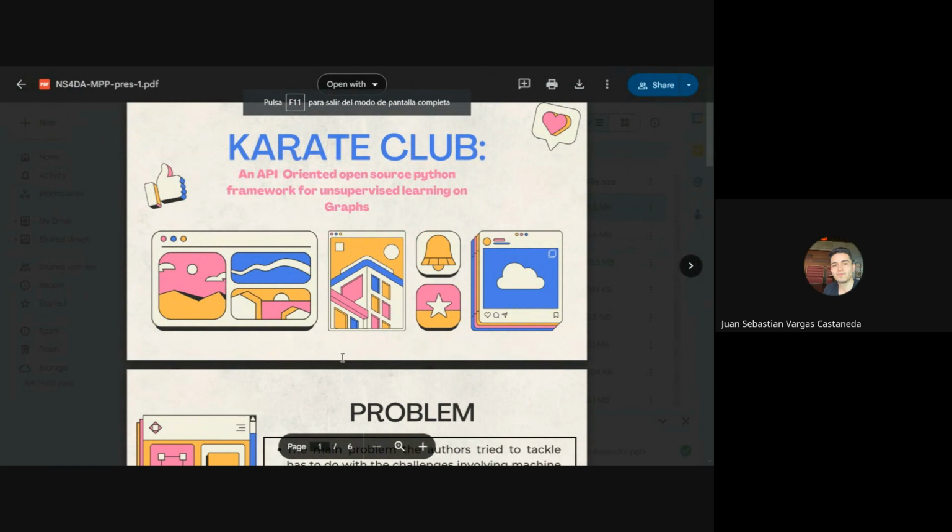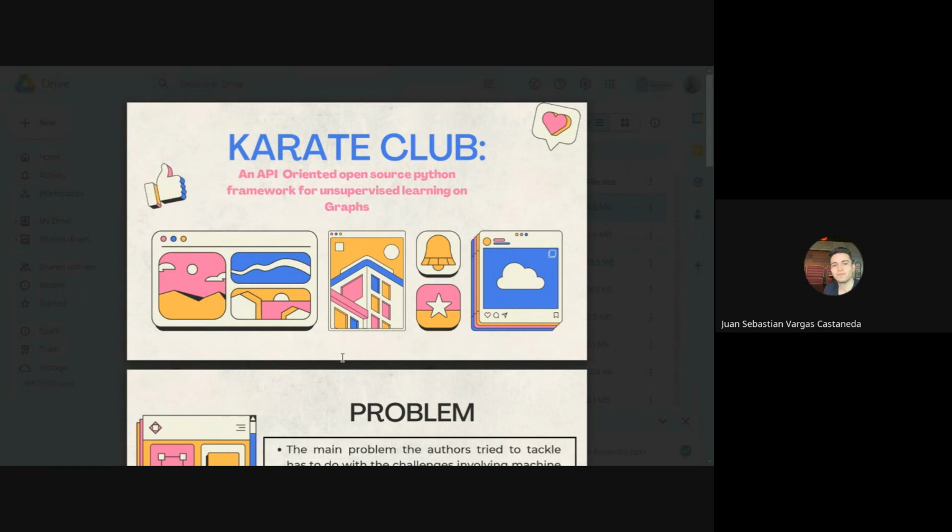All right. Karate Club. Okay, so we're gonna present Karate Club. It's an API framework for Python for unsupervised learning on graphs. So we're gonna go straight into the problem now.